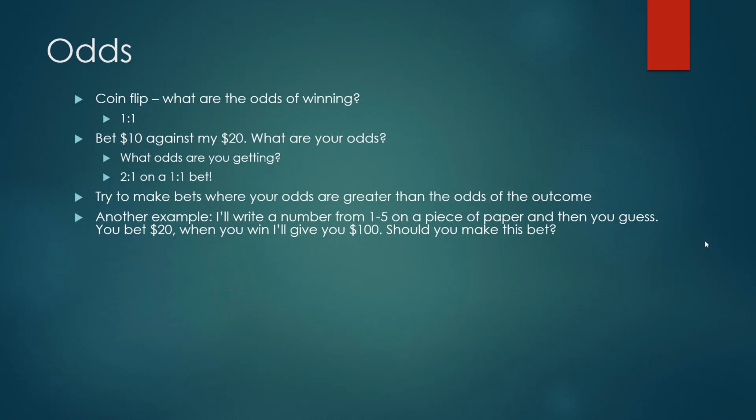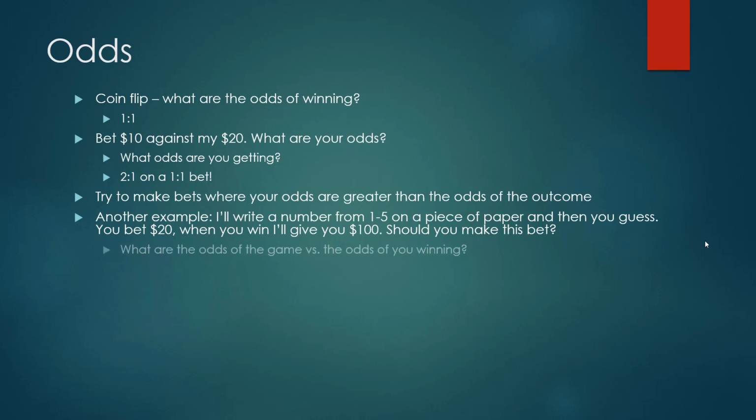So here's another example, a little bit more complicated. I'm going to write a number or tell James a number from 1 to 5. It's 1, 2, 3, 4, or 5. And then whoever I pick is going to guess the number. You're going to bet $20. If you guess the right number, I'll give you $100. How many of you would take this bet? Nobody. How many of you wouldn't take this bet? How many of you are still calculating the odds in your head?